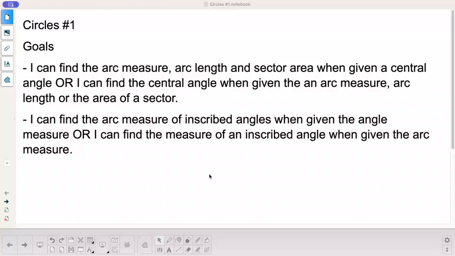Circles number one. The goals today are: I can find the arc measure, arc length, and sector area when given a central angle, or I can find the central angle when given an arc measure, arc length, or area of a sector. So the "or" part is just backwards. Instead of giving you the angle, you're finding the angle. And the second goal, I can find the arc measure of inscribed angles when given the angle measure, or I can find the measure of an inscribed angle when given the arc measure.